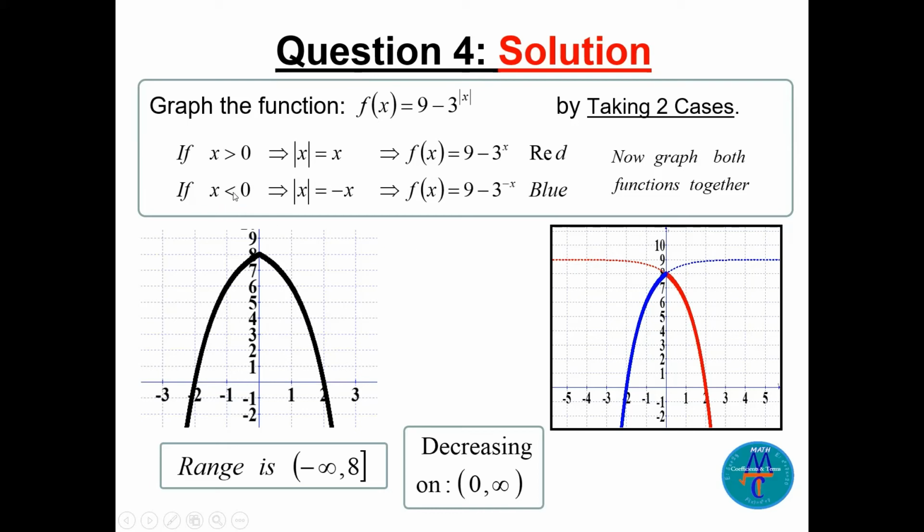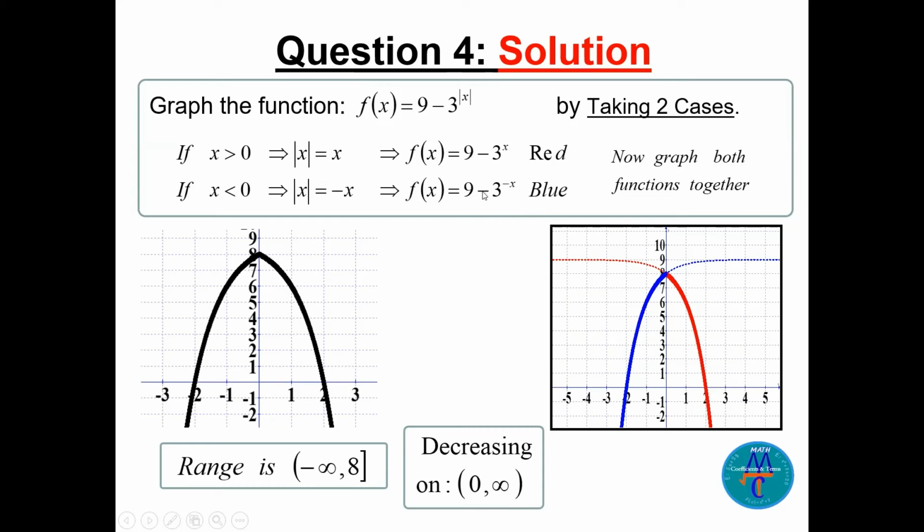Now, if x is less than 0, we know the absolute value of the x will be minus x. Now, the function becomes f of x is equal 9 minus 3 to the power minus x. Now, to graph these functions, this is simple. Take 3 to the power x as increasing exponential. In the red one, there is a minus here. So this will be a reflection on the x-axis and then shifting up 9 units.